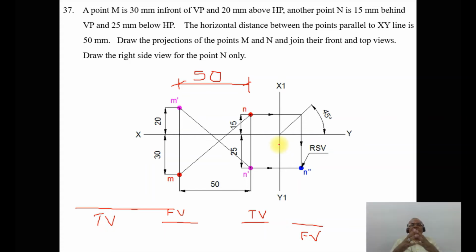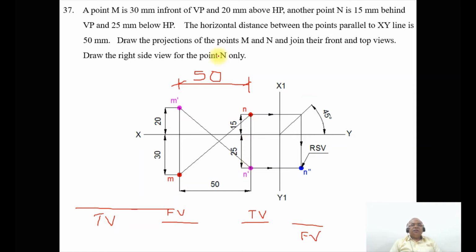But now we want to do the problem by using the sketchbook. To do that, first we draw the XY line and the X1 Y1 line. Then you measure point M, 30 mm in front of VP. First you draw a vertical projector, a thin line, and from XY line you measure 30 mm and mark this point as small m. And 20 mm above HP, so from here you measure 20 and mark this as M dash. Once you have the projector of M, from here you measure 50 mm and draw one more vertical projector.